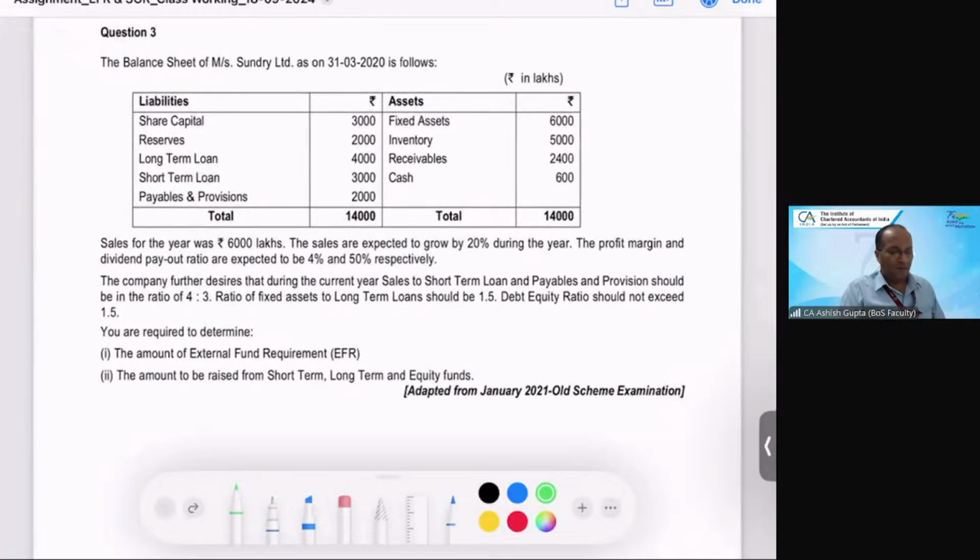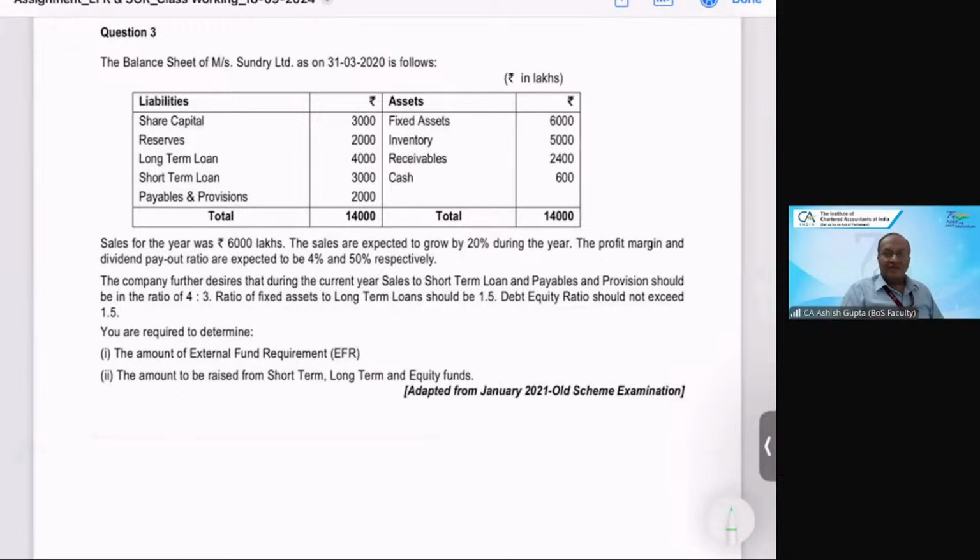This question has been adopted from the earlier examination. That is another old scheme. Okay, so just read the question carefully.